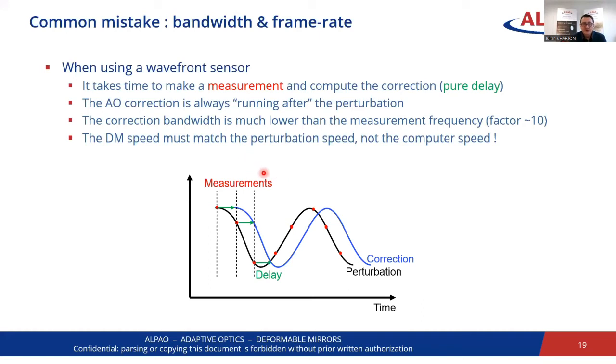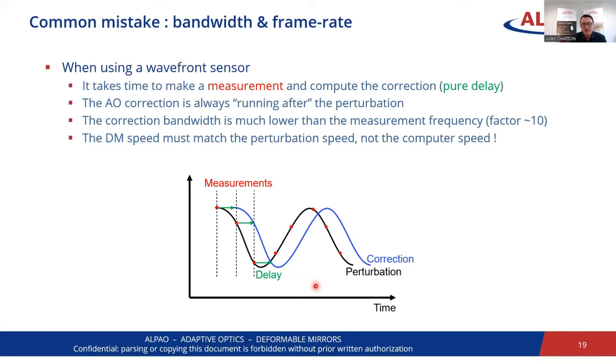So this measurement frequency is used to design the wavefront sensor, for example, to select the camera, to design the software, and to select the computer speed that you need. But it is not as useful to select, for example, the deformable mirror, because the deformable mirror will not really see this frequency. It will just be a data input.